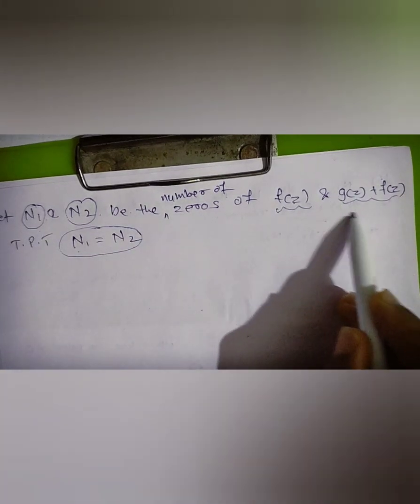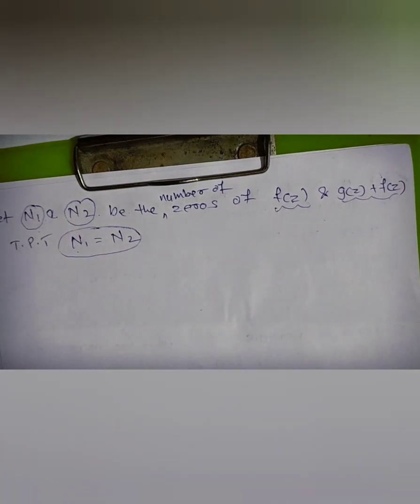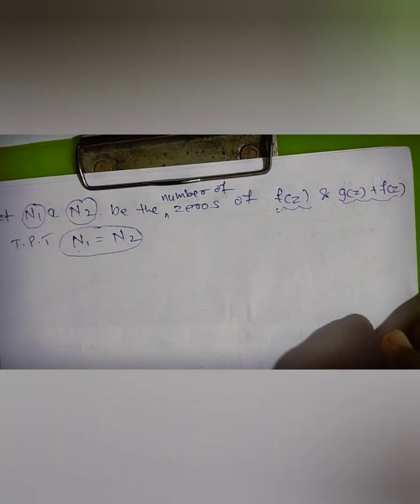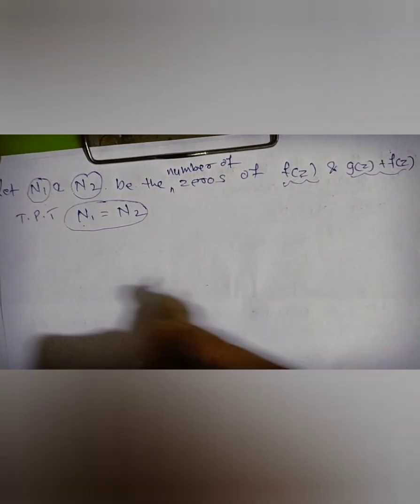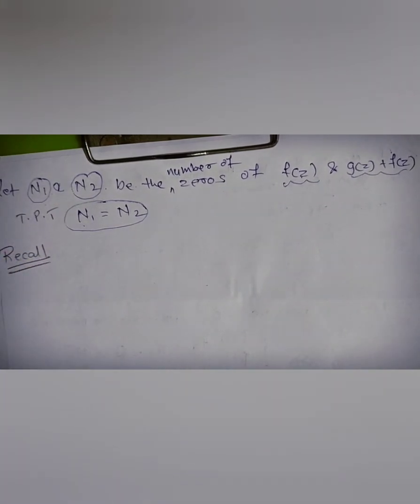We have to get the number of zeros for this function, and then we just need to arrive that both the numbers are equal. So it's pretty much simple, but before that we need to know something. We need to recall some facts that we need to use while proceeding further. So let me write it over here. We need to recall something. So what do we need to recall?